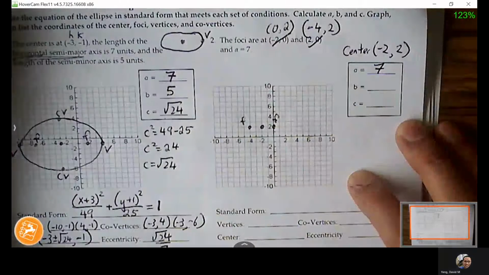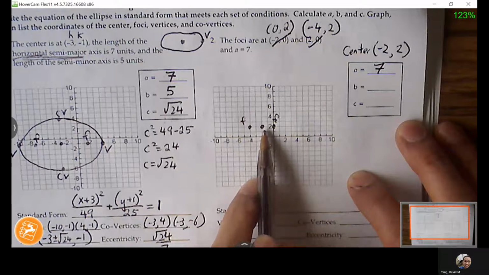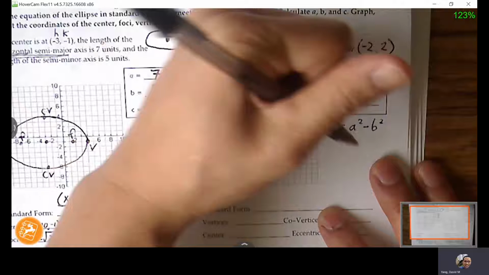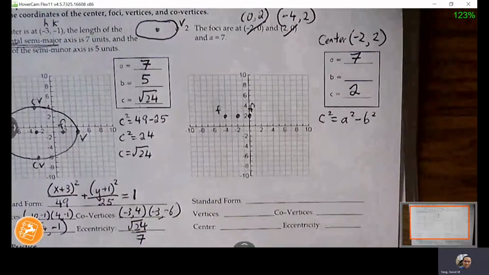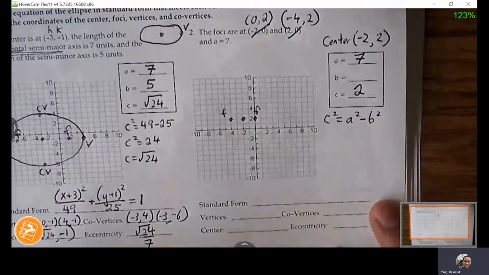The A value is given to you, so that's nice. A is 7. What's the C value? Oh, 2, right? The distance from the center to the focus. So to find the B value, we've got to go through our formula. C squared equals A squared minus B squared. But now we have to solve for a different variable, right? We're used to solving for C, but if we have 2 variables, we can always find any missing third variable, regardless of which one it is.